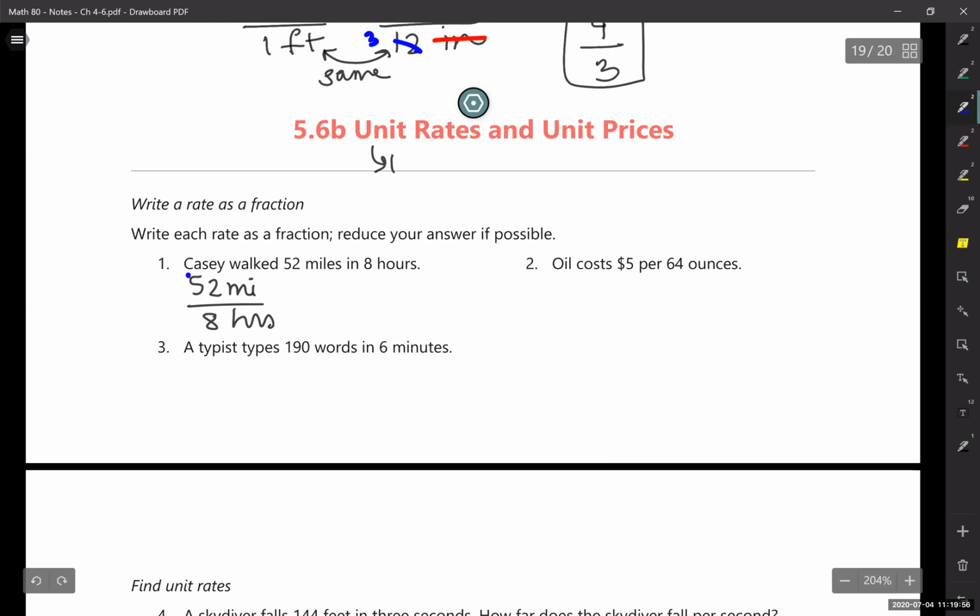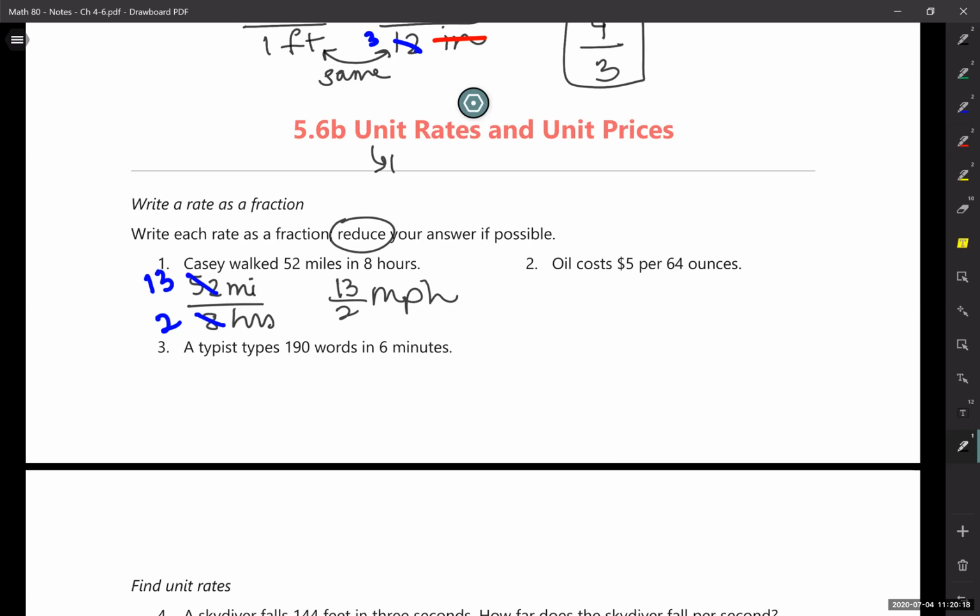So I'm going to reduce the 52 over 8. 4 goes into 52 13 times. 4 goes into 8 2 times. So the answer will be 13 over 2. And the way we write it is mph, miles per hour. You could also, oh no, we want to leave it like that because it says to reduce. It doesn't say to write it as a decimal. So I reduced it.